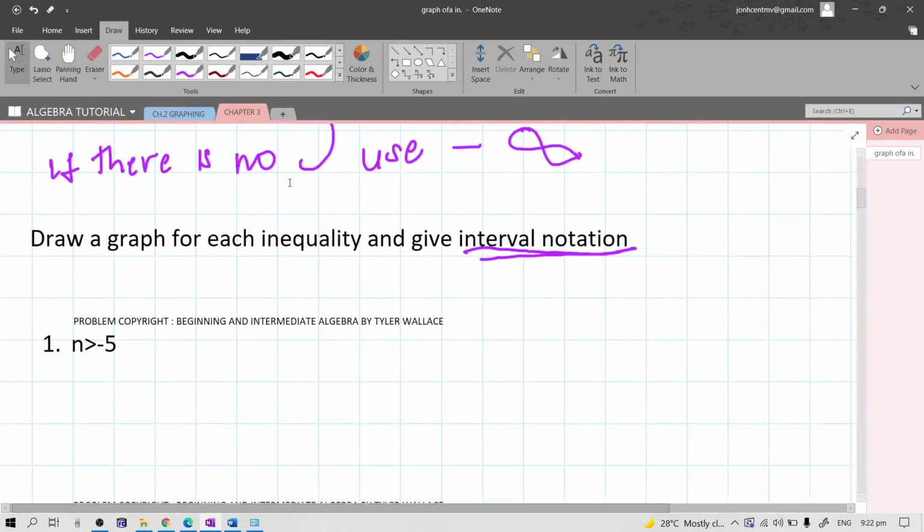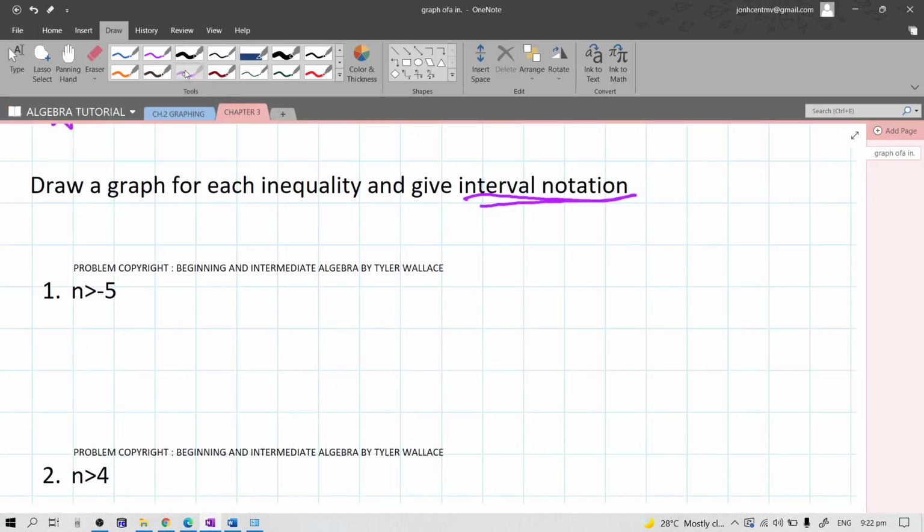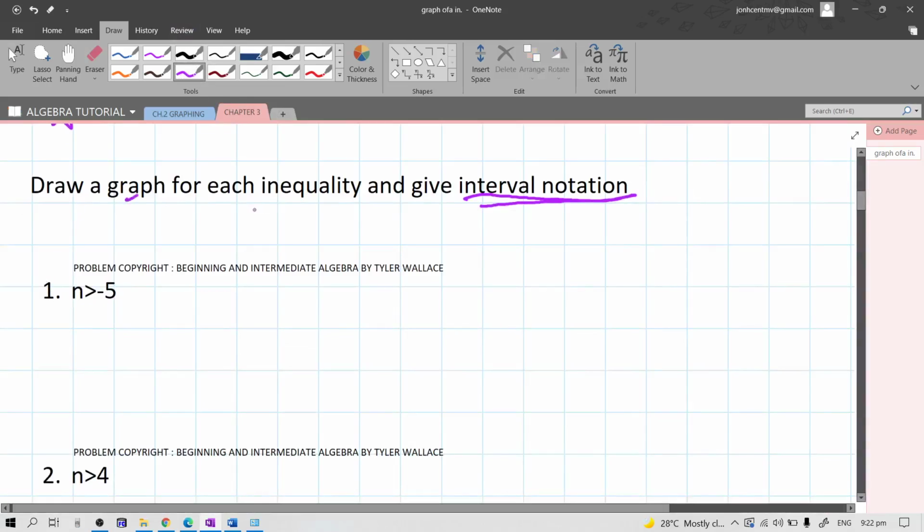Okay. So, let's apply it sa ating mga example. Okay. So, the first problem is to draw a graph of each inequality and give the interval notation. Okay. So, first, we have n is greater than negative 5. Okay. So, first, let's make a graph. Okay. So, let's say this is your number line.